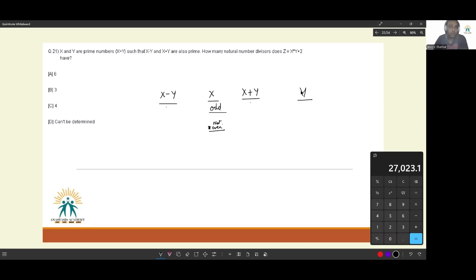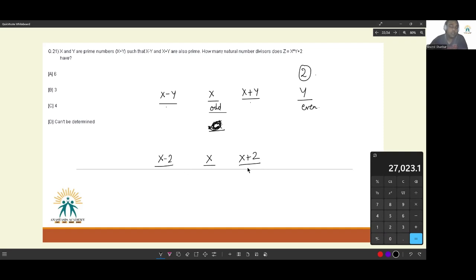Now can y be odd? If y is odd, x plus y will be an even number. If x plus y is an even number, it will not be prime. So the only way it happens is y is even. And the only even prime number that we know of is 2. So now the numbers that I have are x minus 2, x, and x plus 2.